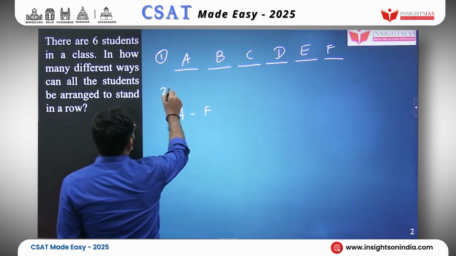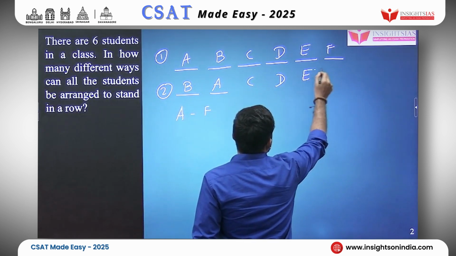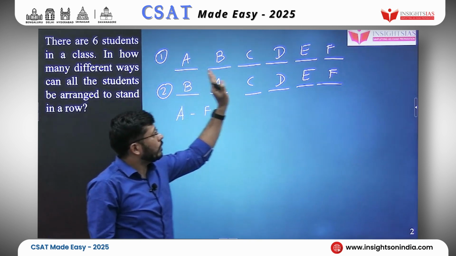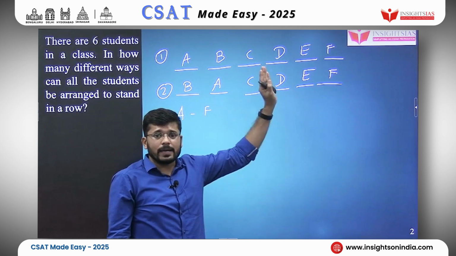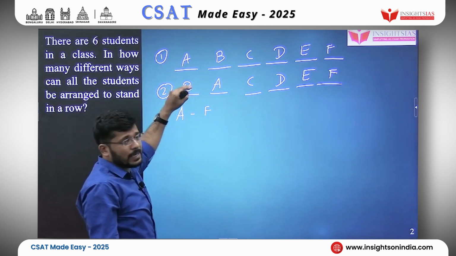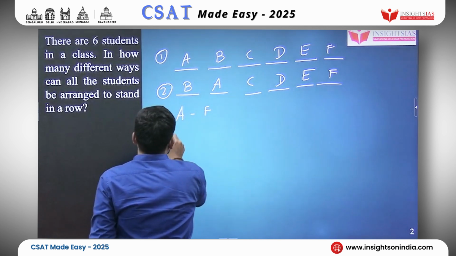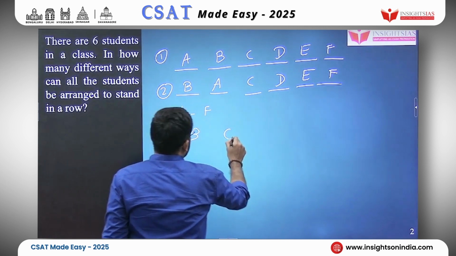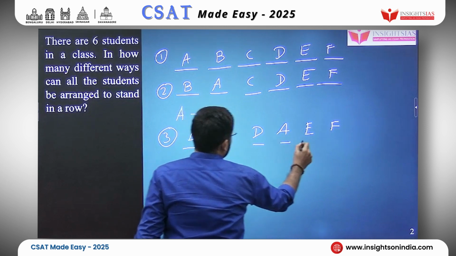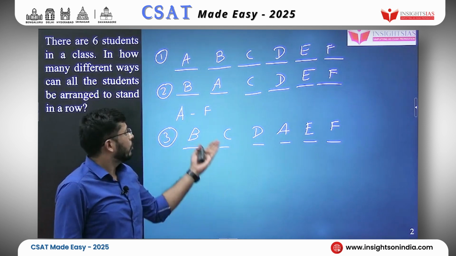Then we can do it another way. We can do B, A, C, D, E and F. This is a completely different second way. Even though the last 4 people remain the same in the same sequence, we change these two. So it is a completely different order. It is a completely different way from this one. Then we can also do B, C, D, A, E, F. Such way we can make a lot of number of changes.